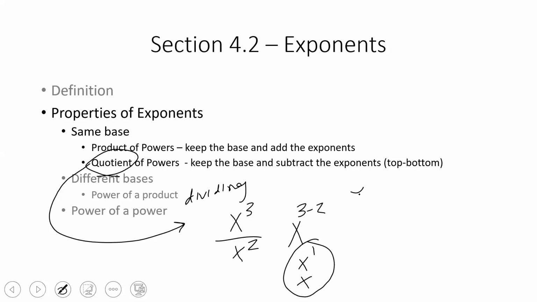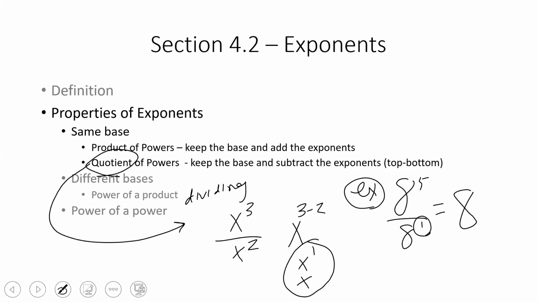Let's look at another example. Let's look at 8 to the 5th over 8. If we want to write this as one value, we can simplify here. So we're going to keep that base. Remember, we don't see it down here, but this 8 has a power of 1. So it'd be 8 to the 5 minus 1, or 8 to the 4th power. Some of these values are going to be a little bit larger. So unless I tell you to evaluate, it's okay to just write it as the base with its exponent.